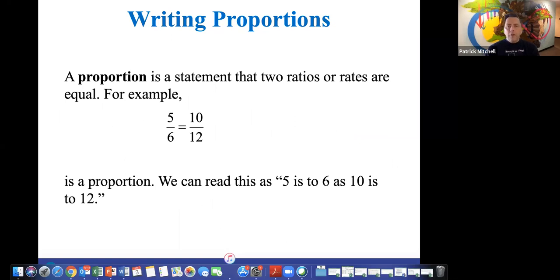All right, that brings us to proportions. So a ratio is an expression. A proportion is an equation. A proportion is a statement that says that two ratios or rates are equal. And a rate is just a specific type of ratio. For example, 5/6 equals 10/12 is an example of a proportion. And the way that you can read this is 5 is to 6 as 10 is to 12.